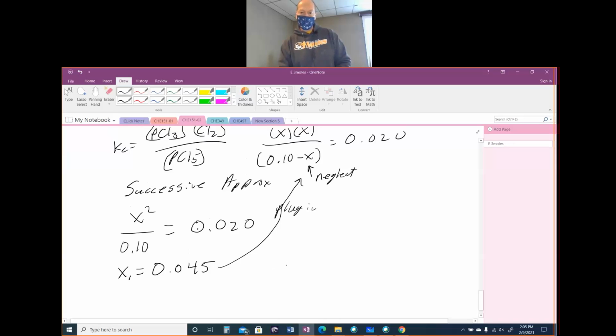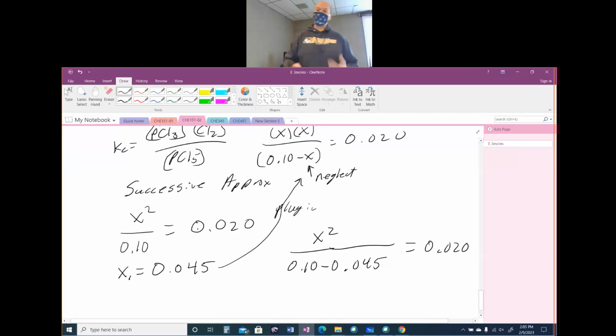All right, and so now we have x squared over 0.10 minus 0.045 equals 0.020. You plug it in where it was previously neglected. So, and then we get another x value. All right, so x1 is as big as the number can be. x2 is as small as the number can be. This is to 2 sig figs, 0.033. All right, so the largest it can be is 0.045. The smallest it can be is 0.033.